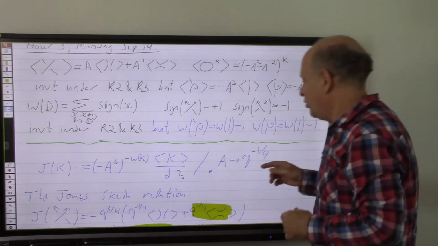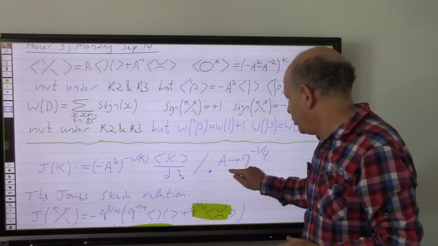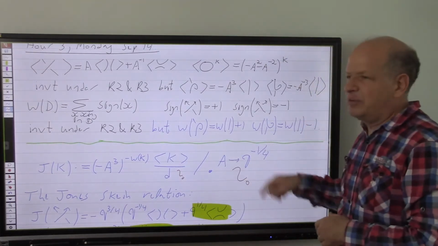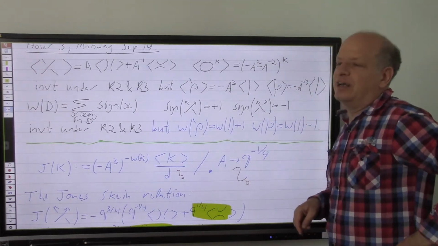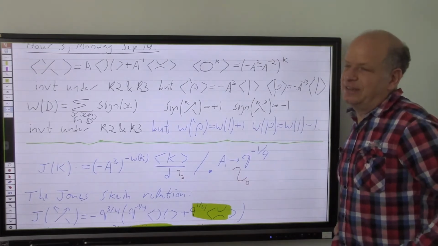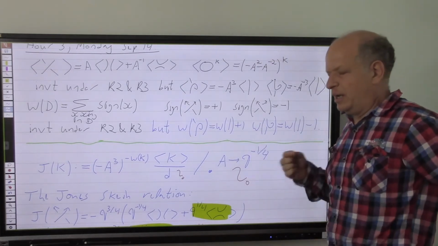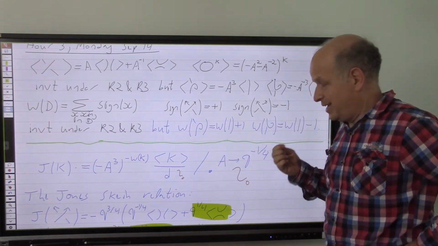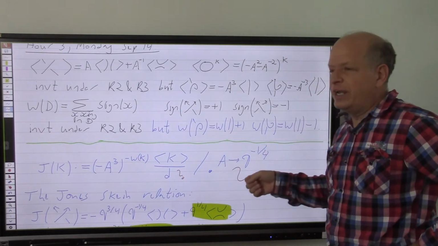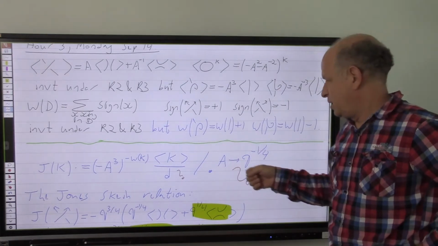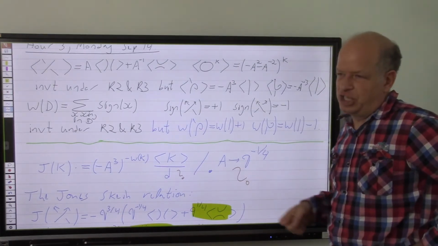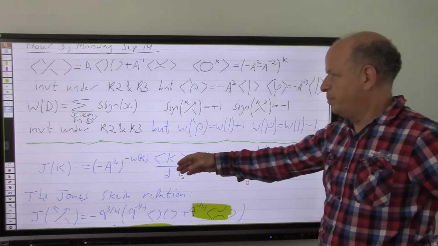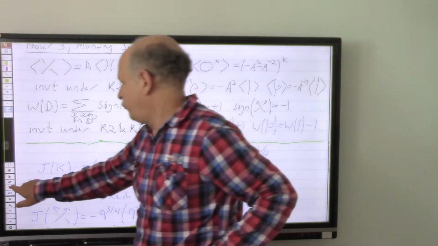Okay? So, in fact, let me add another question mark here. The question mark here means, please verify, convince yourself that on a knot, this always gives you a rational function, a Laurent polynomial in q. So in other words, all the powers of A are multiples of 4.